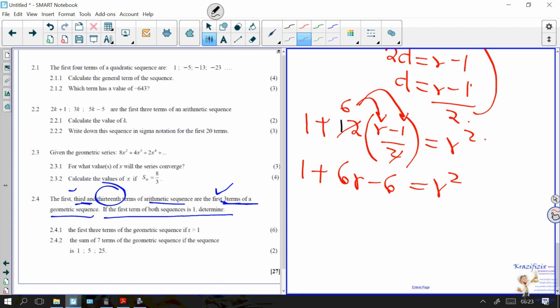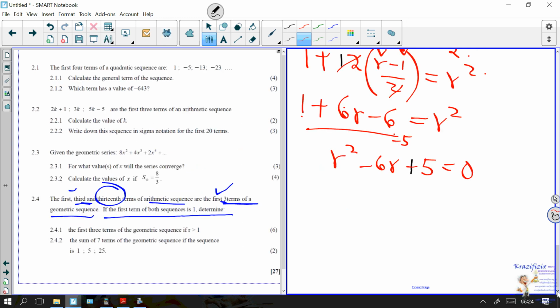Since I'm going to have a quadratic equation again, if we move everything over to that side, R squared, the positive 6R moving over becomes negative 6R. 1 minus 6 is negative 5, and moving over it becomes positive 5, equal to 0. Our product is 5. Do we have factors? Negative 5 and negative 1 would give me negative 6, and multiplied will give me positive 5.